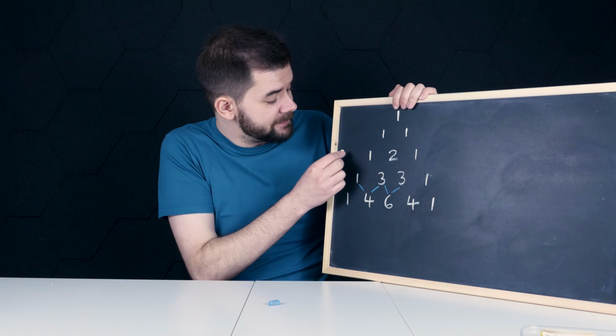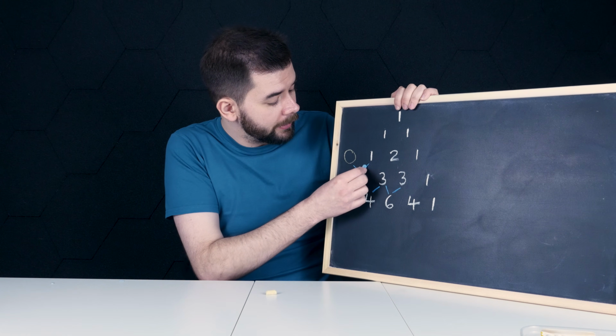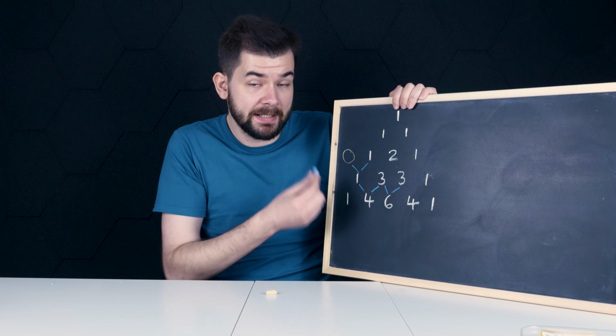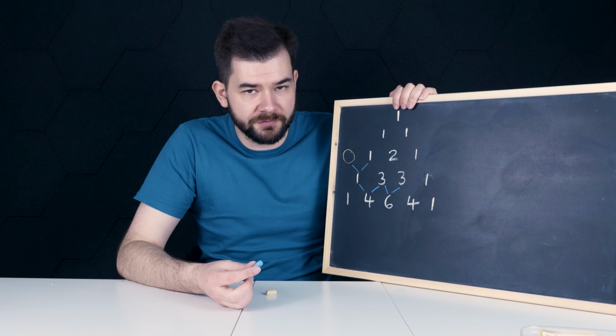So I'm just going to put an invisible 0 here, just so that you can see what I mean. And that means that the rule of adding the 2 entries above it is consistent. So imagine that there's just a sea of zeros everywhere outside of this triangle.